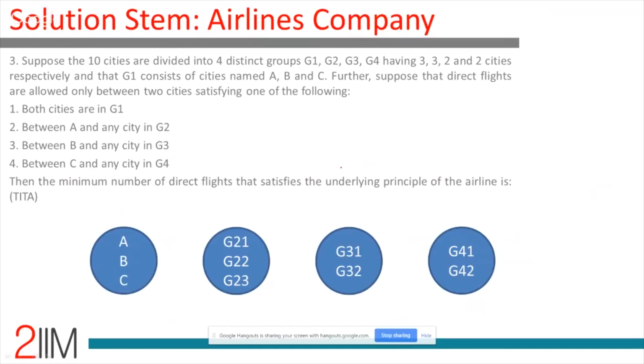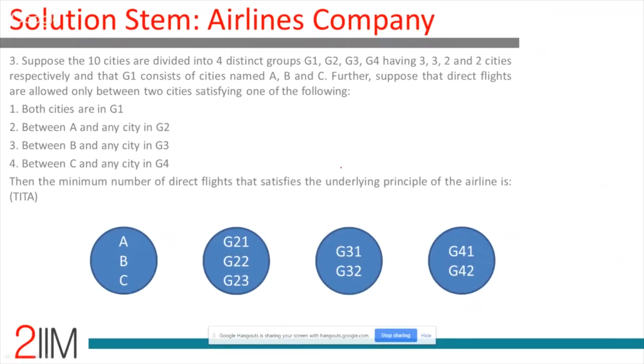Let's look at this. Suppose the 10 cities are divided into 4 distinct groups, G1, G2, G3, and G4, having 3, 3, 2, and 2 cities, adding up to 10. G1 consists of A, B, and C. Further, suppose that direct flights are allowed only between 2 cities, satisfying one of the following. Both cities are in G1, A and anything in G2, B and anything in G3, C and any city in G4.